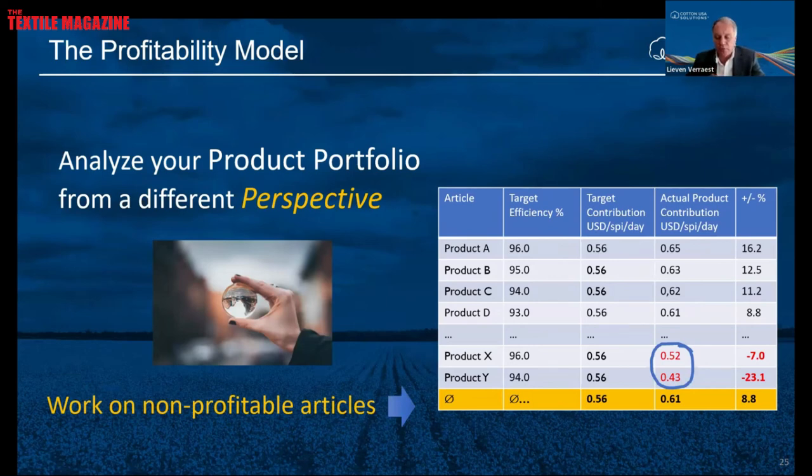So, analyzing your product portfolio from a different perspective, imagine that your target contribution margin would be this 56 cents that we have calculated before per spindle per day. So this is what you have to earn on each machine, on each spindle, to be profitable per day. You can see on the table displayed on the slide that there are articles which are making good money, and there are some articles which are not making money. And this is exactly why this chart is used. You can very easily on a daily basis see which products are being profitable and which are not. And you can use this model to discuss internally with the owner or the mill manager and then the technical people what eventually can be done to increase your profitability on each of the yarns.